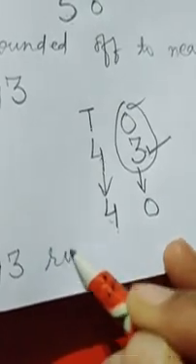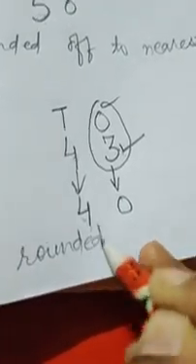Yes, here we have changed it. Why? Because the ones place digit was more than 5. That's why 4 has become next and it is 5. Here you can see 3 is less than 5, so 4 will remain 4 only. And we can write here that 43 rounded to nearest tens is 40.